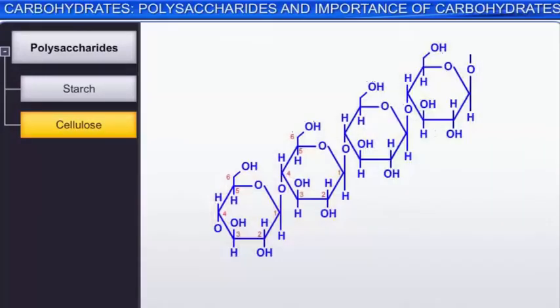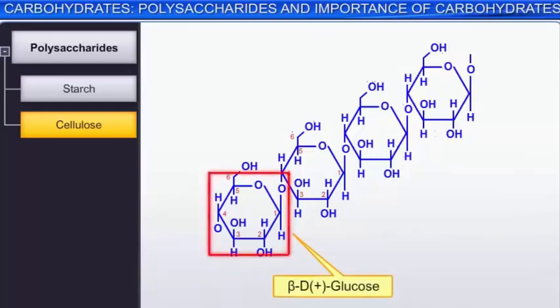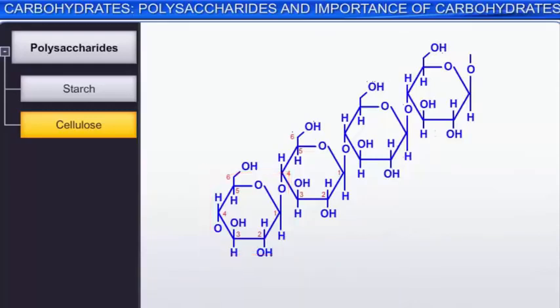Cellulose is a straight-chain polysaccharide. It is made up of chains of beta-D-glucose units. These beta-D-glucose units are joined by glycosidic linkages between the C1 of one glucose unit and the C4 of the next. These are also called beta-1,4 linkages.